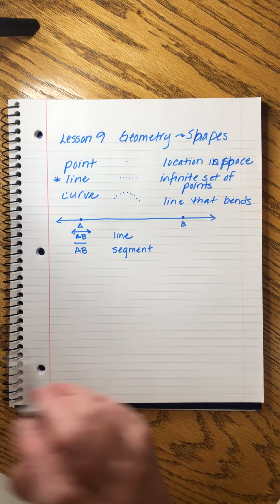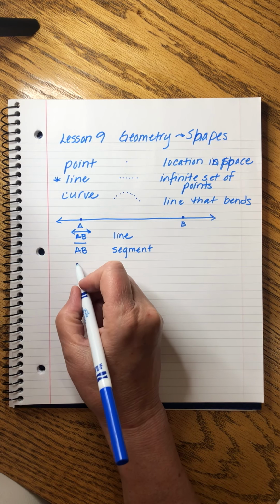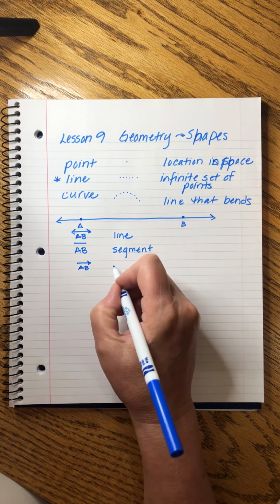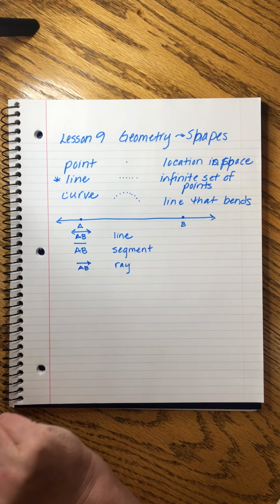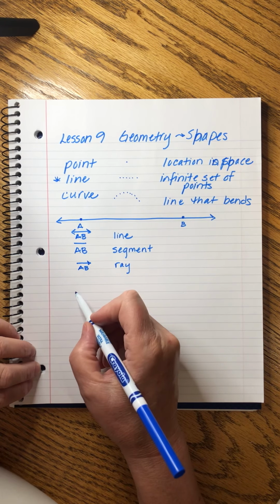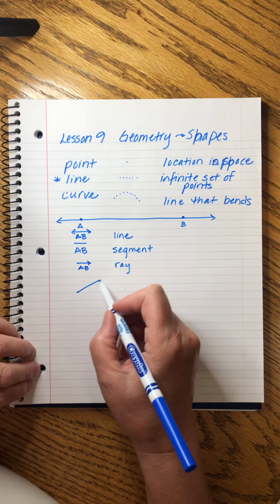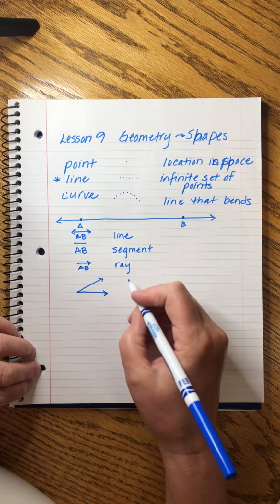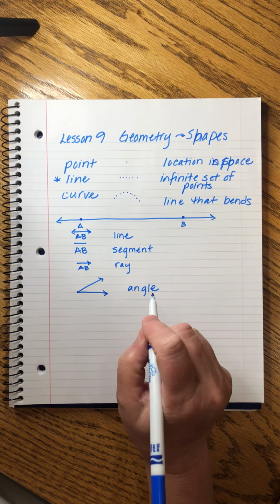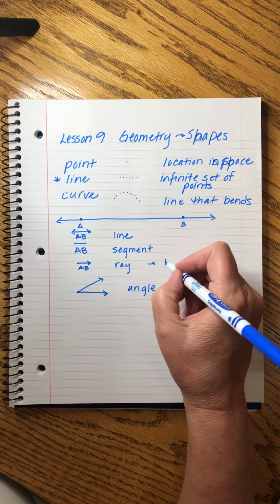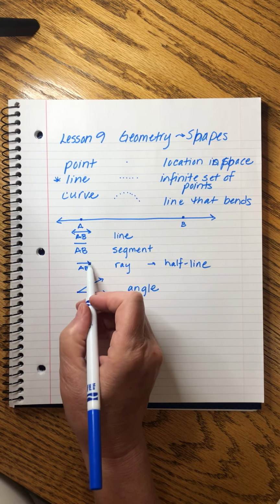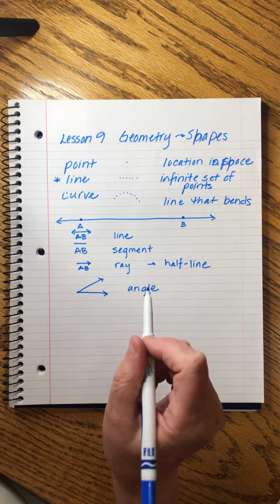A segment has endpoints. What if we want to take one endpoint and one infinite end? That's called a ray. Cool, right? Now, what if we take two rays that intersect and put them together? That's one way to define an angle. A ray is sometimes called a half line, because it ends on one side, but it goes infinitely the other. This is a line segment.